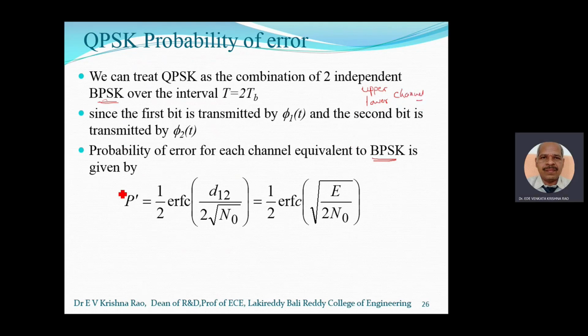Now, as we have seen in BPSK, the probability of error, that is PE, is the complementary error function of dik by 2, over root N naught, where this is d12, and dik by 2 is half of dik. What is dik? 2 root EB. What is EB? E by 2. So this is taken as the complementary error function of root E by 2 N naught.